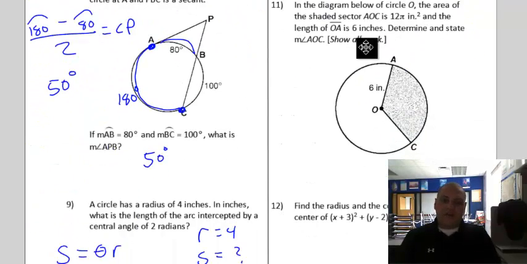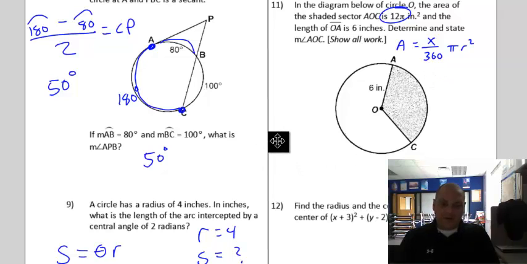Here's another area of the sector. This time they give us the area of the sector. Same formula though, right? A equals x over 360 pi r squared. They give us the area of the sector is 12 pi. All right, I'm going to go down here. So 12 pi equals, that's going to be the A. A is 12 pi equals.